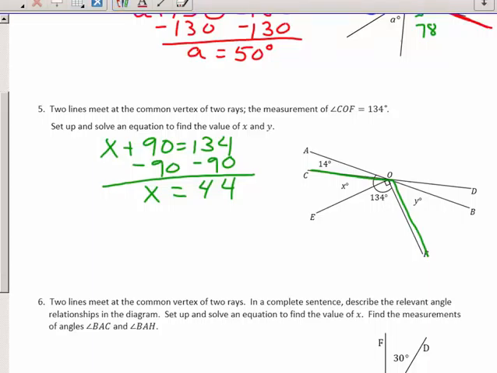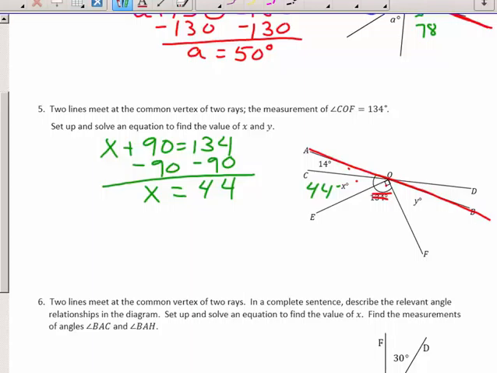Okay, so anyway, going back, I know this is 44 degrees, so now I have to look at what Y is. So I'm going to erase my lines here, because sometimes there's a lot of information going on. But I know that AB is a straight line. And AB, that means it's 180 degrees. And look at what angles make that up: 14, 44, 90, not the 134, I'm going to use the 90, and Y.